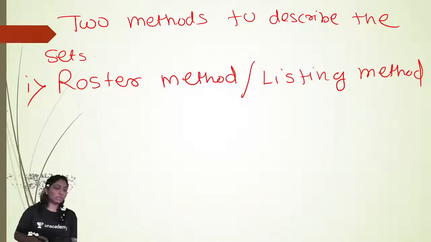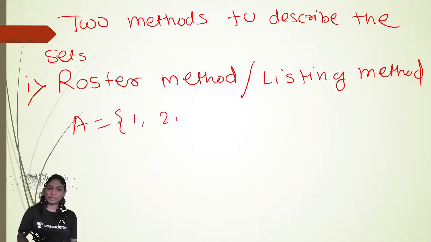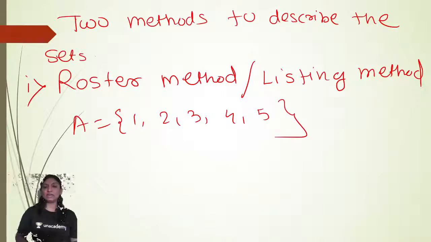In this method, we describe all the elements of a set separated by commas. Suppose this is your set and each element of this set is separated by a comma. This is the roster method or listing method. It means every element of that set you can describe here.